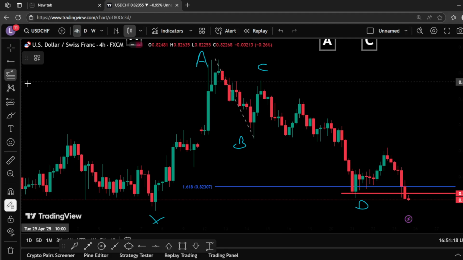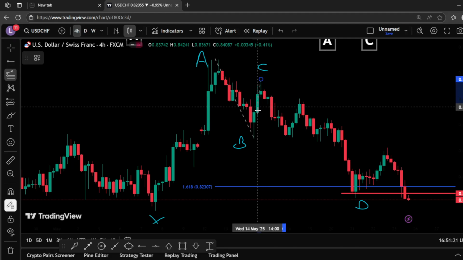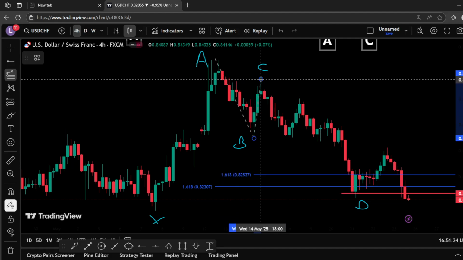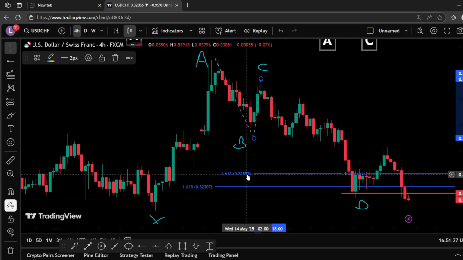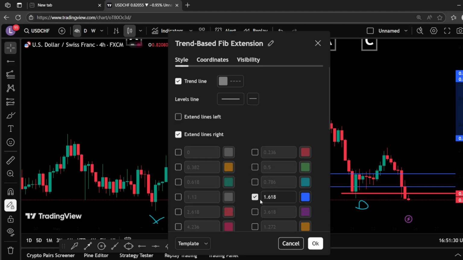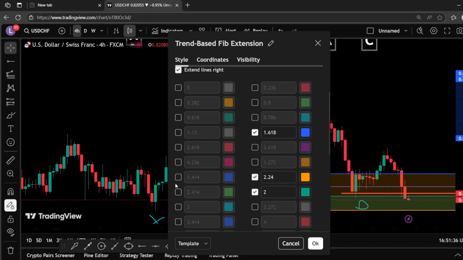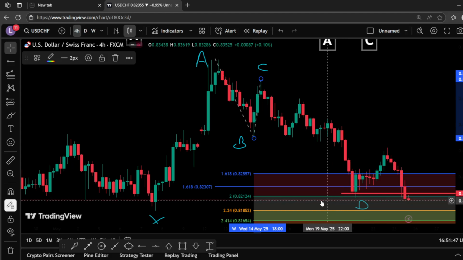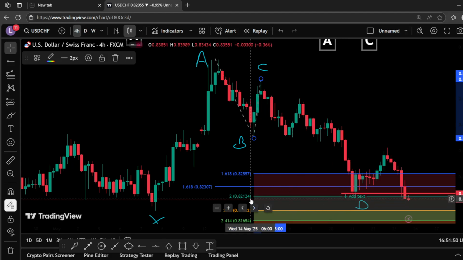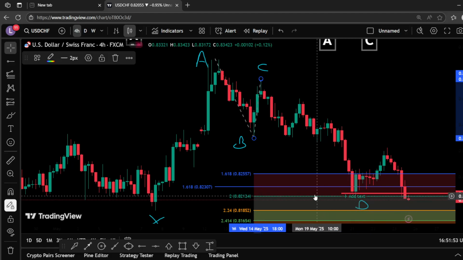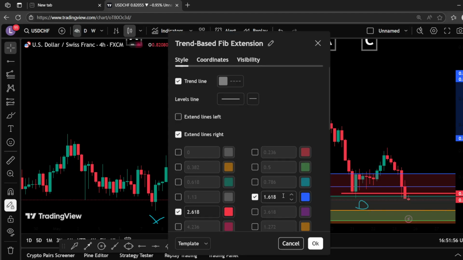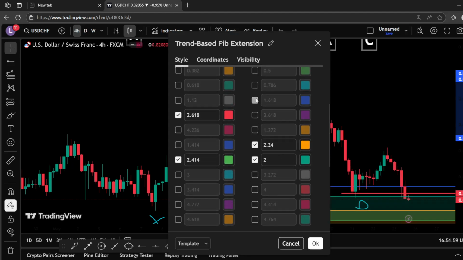And then the next thing we'll measure is our C to B leg, back to C. And then we need what numbers? 1.618, we need 2, 2.24, 2.414, and 2.618. Okay, so those are the numbers that we need for this leg. So we need a number that is closest to D. Okay, and as you can see, it is number 2. So we get rid of the other ones that we don't need.